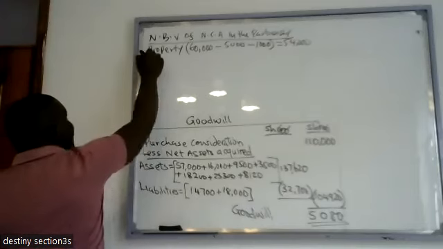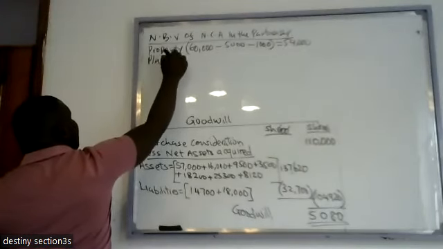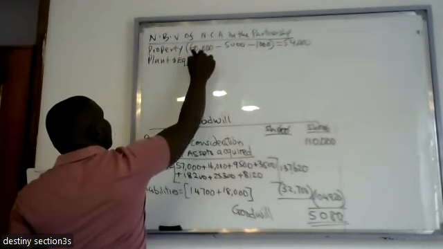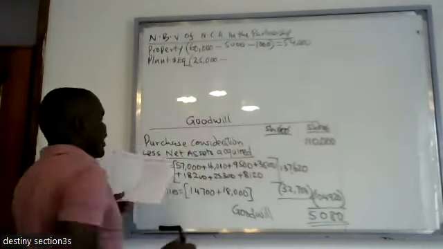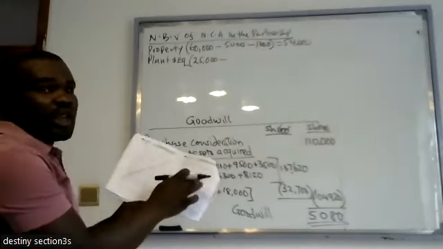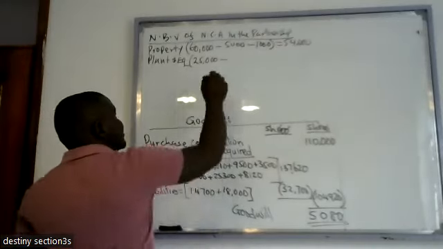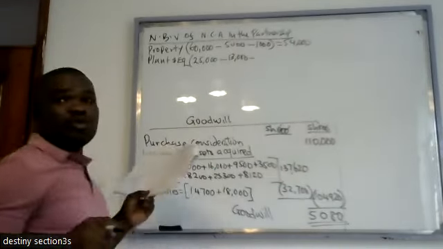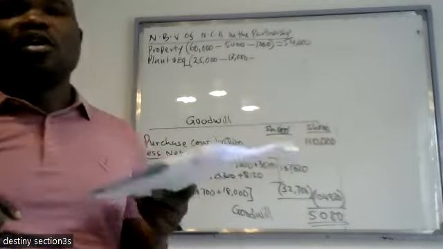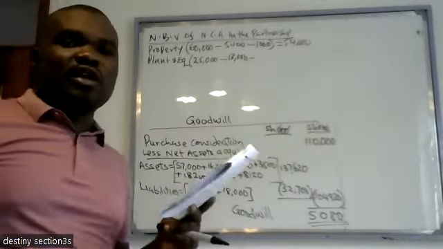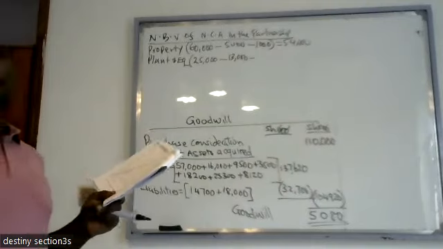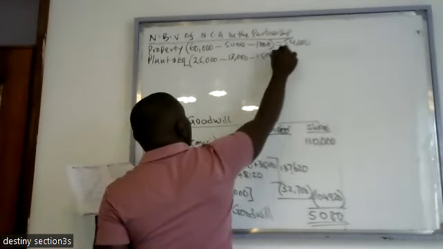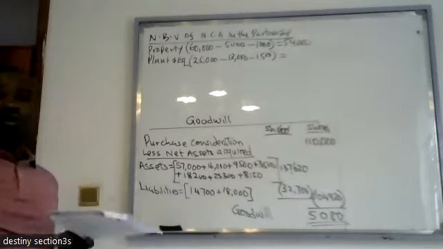Then plant and equipment. Plant and equipment is 25 minus the accumulated depreciation, which I'm picking from here, 13, minus, how much did you charge for the year? How much was the depreciation charge for the year on plant? 1,500. So how much is the net book value?